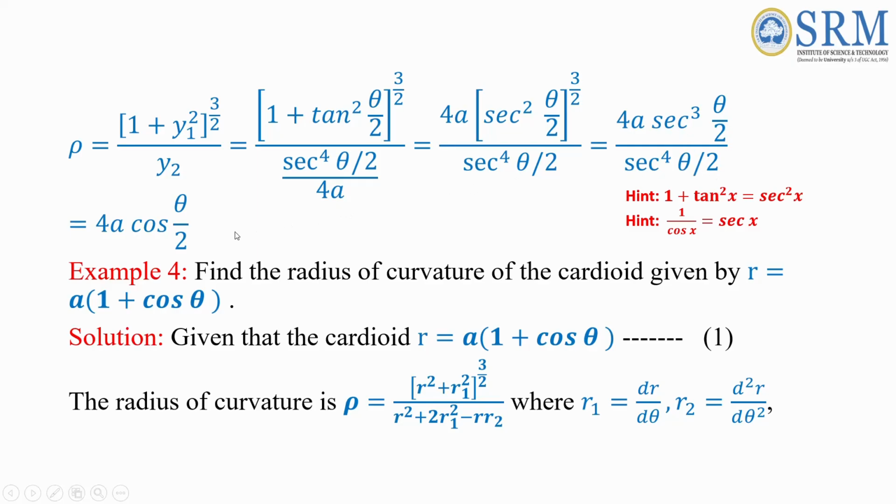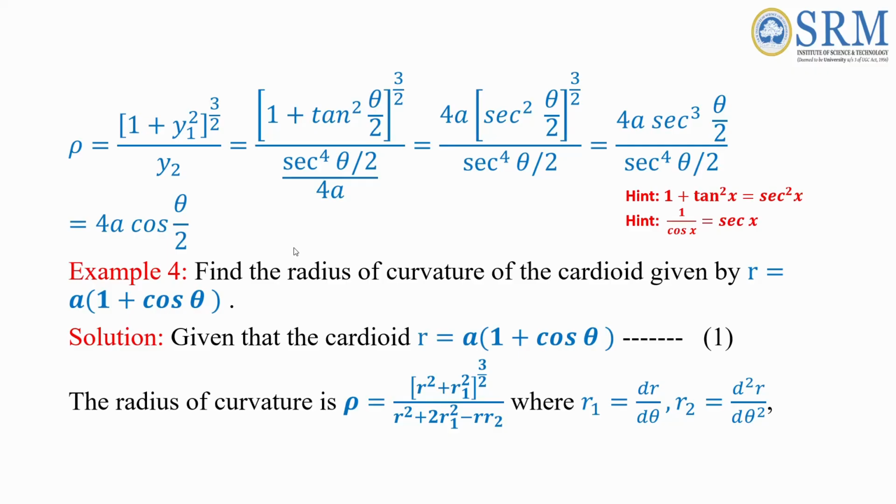After cancelling this, we are having 4a divided by sec theta by 2, but 1 by sec theta by 2 is nothing but cos theta by 2. Therefore we are having 4a cos theta by 2. Rho is 4a cos theta by 2. Okay, now the next example is the curve which is given in terms of the polar form.